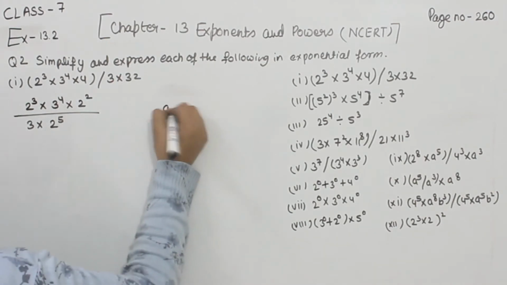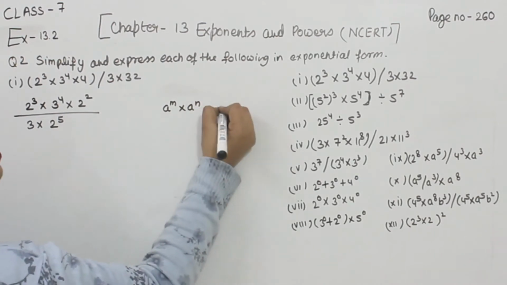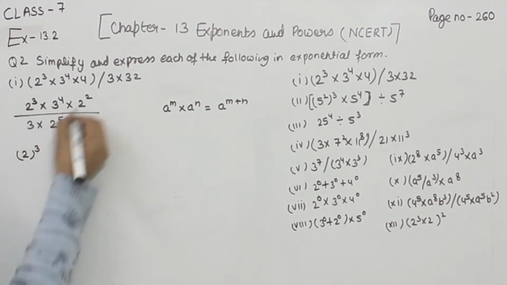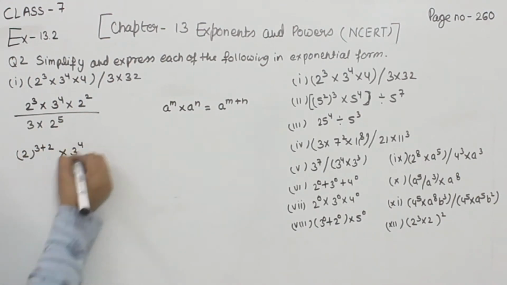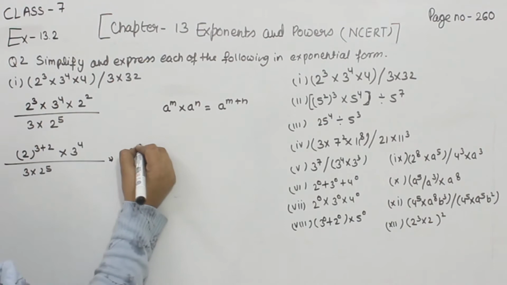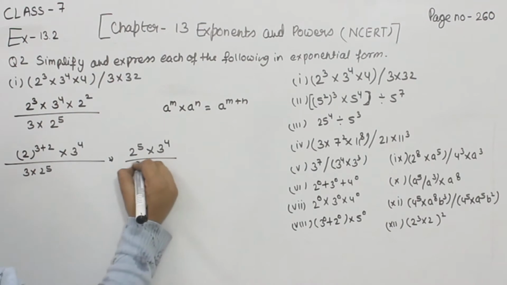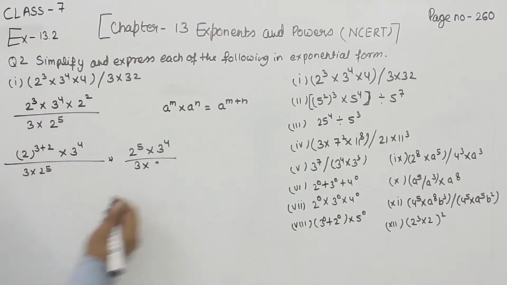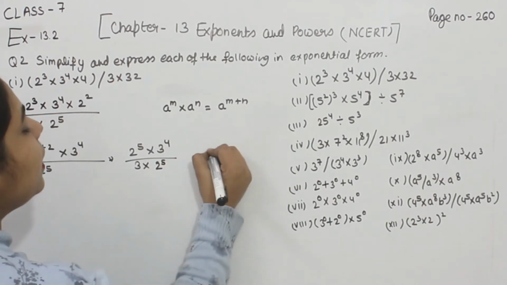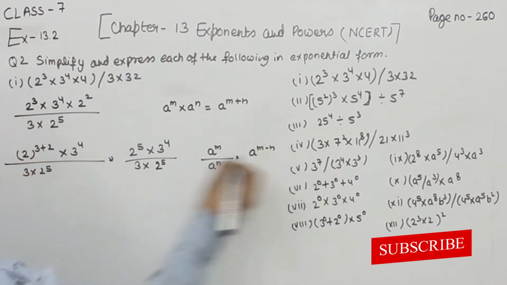Now, I'm going to apply a to the power m multiply by a to the power n, this one is a to the power m plus n. Now, 2 to the power 3 plus 2 multiply by 3 to the power 4. Now, 3 multiply by 2 to the power 5. Now, this one will be 2 to the power 5 multiply by 3 to the power 4, and in the division we have 3 multiply by 2 to the power 5. Now, I'm going to write here a to the power m divide by a to the power n, then a to the power m minus n.